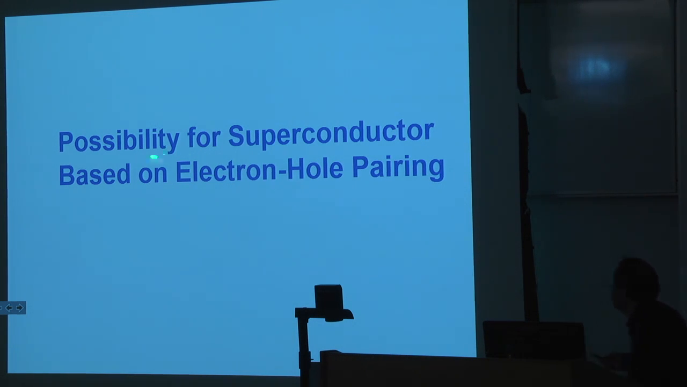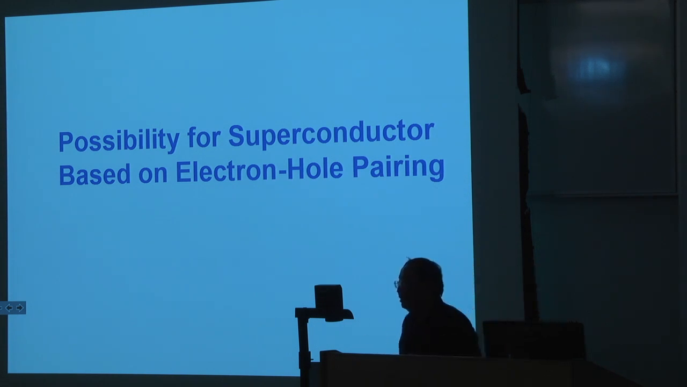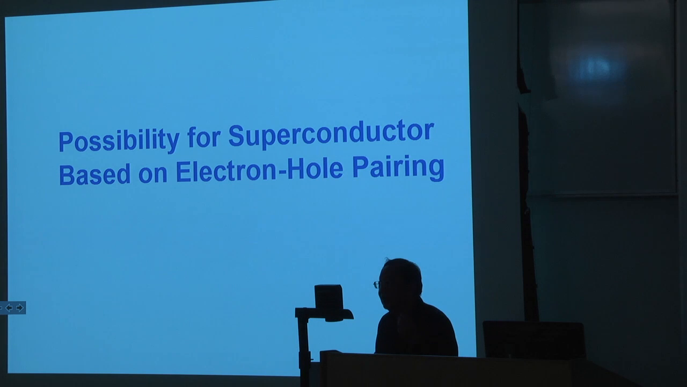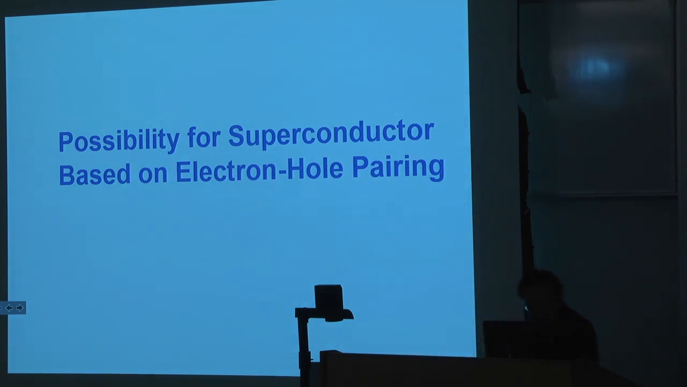I'm going to talk about the possibility of a superconductor based on electron-hole pairing, again inside this two-dimensional system. Because you have an electron and a hole, hand-wavingly you think the electron and the hole will attract each other. If they can attract one by one, just like in the Cooper pair, then maybe there's some ground state supported by those pairs. So that's the idea, okay.